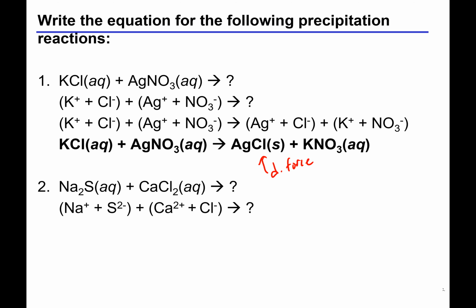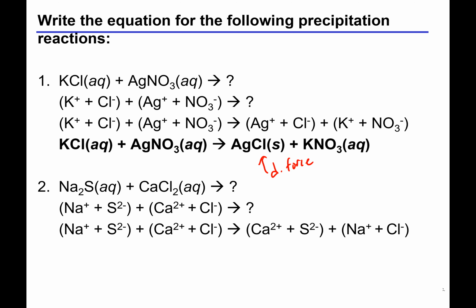Okay, next one. So I have sodium sulfide plus calcium chloride. First thing, break my reactants into ions. So I have sodium plus, sulfide ion, calcium 2+, chloride. Swap partners. It looks like this time they swapped the cations again. So I end up with calcium plus sulfide, sodium plus chloride.